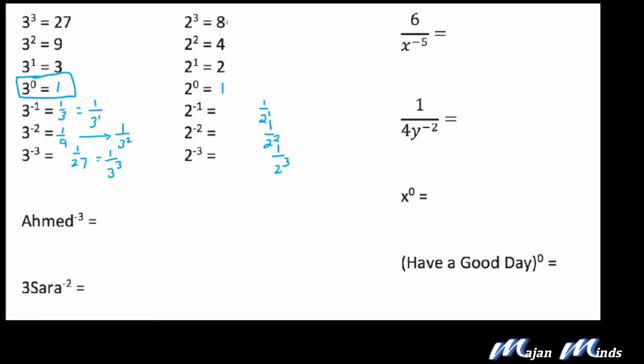Now let's consider the pattern. 8 divided by 2 is 4. 4 divided by 2 is 2. 2 divided by 2 is 1. 1 divided by 2 is a half. Half divided by 2 is a fourth, and these are the same, by the way. And a fourth divided by 2 is an eighth. So you see nice patterns here.